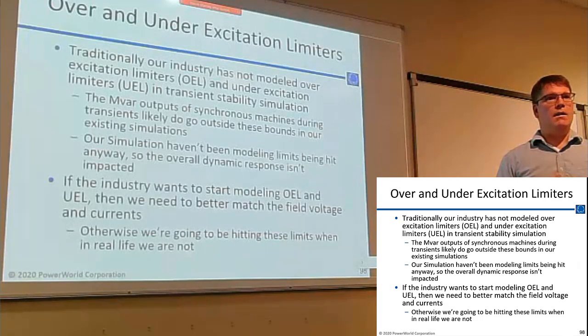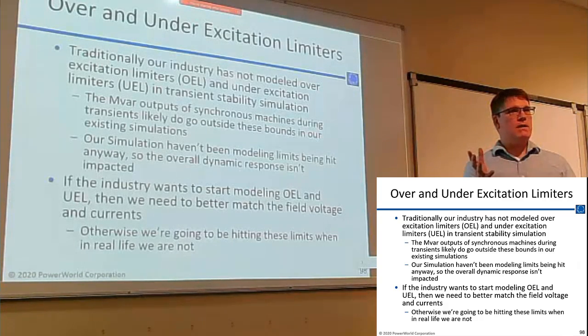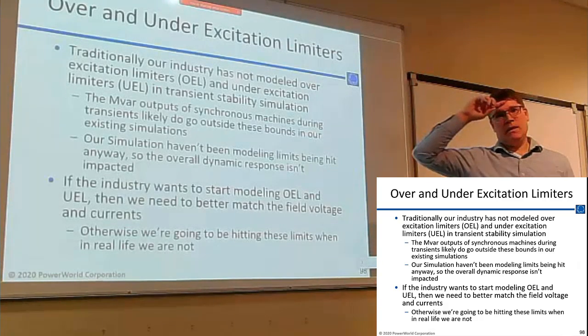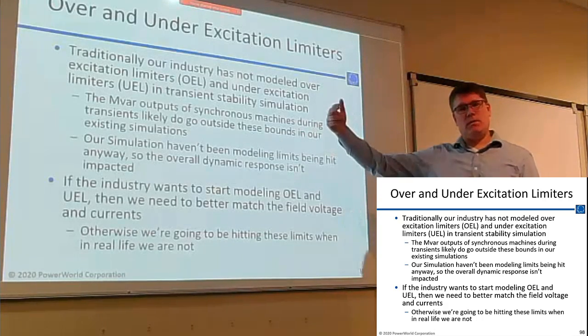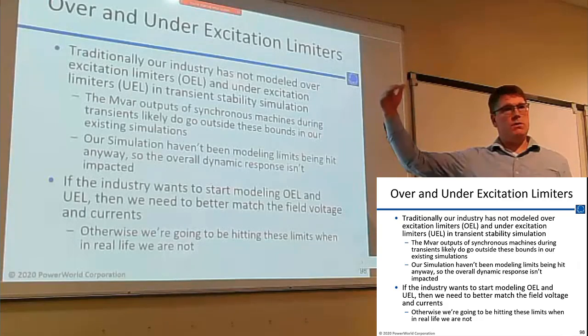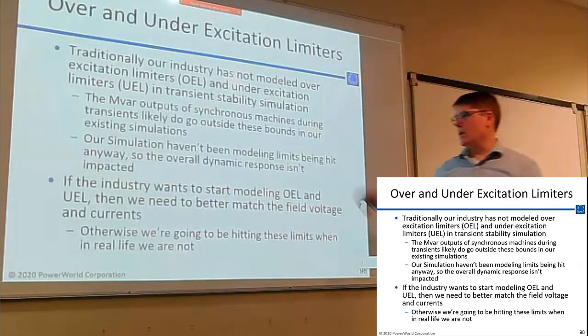And it's because in your transient models, you don't model over excitation limiters. So if you look at the VAR output of a generator during a transient, during the fault, it goes really high. And you're not modeling the fact that something's going to clip it, because the field voltage will go too high. So the first thing Tom had to do for that study was to input some sort of crude over-excitation limiters to prevent that from happening.